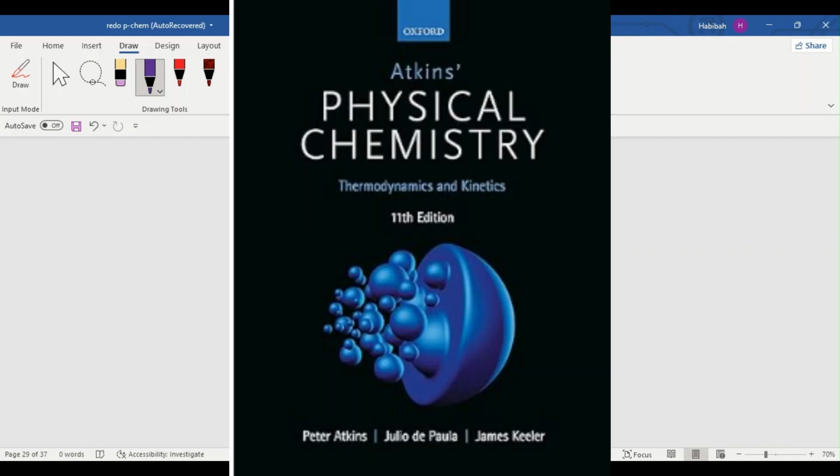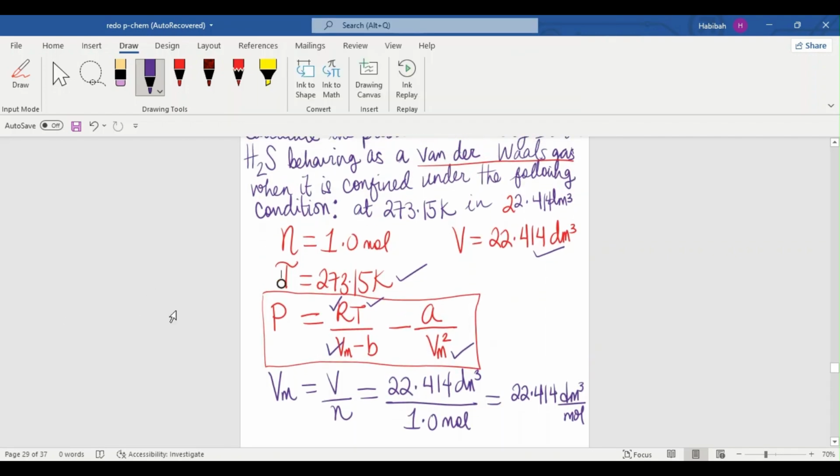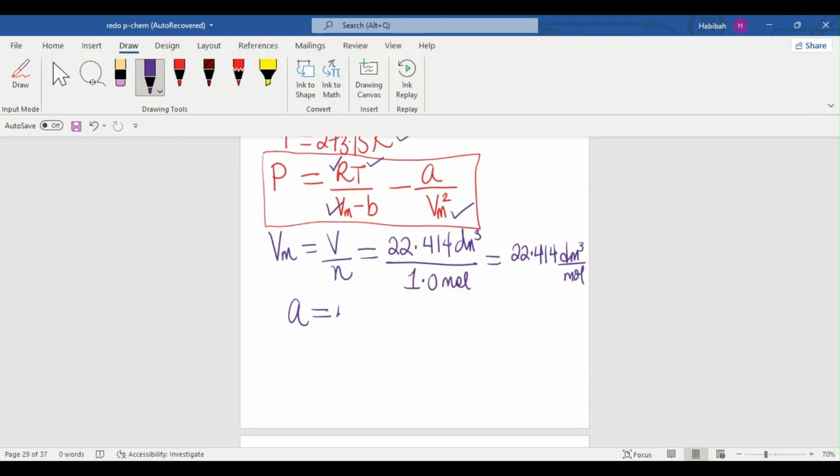According to the Physical Chemistry Atkins textbook, the 11th edition, which this question is from, the resource section of that textbook shows you the A and B values for all gases. In this case, we're dealing with H2S. Looking at the van der Waals parameters for H2S gas, we determine A to be 4.484 atmosphere dm6 per mole squared, while B is simply 4.34 times 10 to the power of negative 2 dm cube per mole. So these are the values that we need for this question.